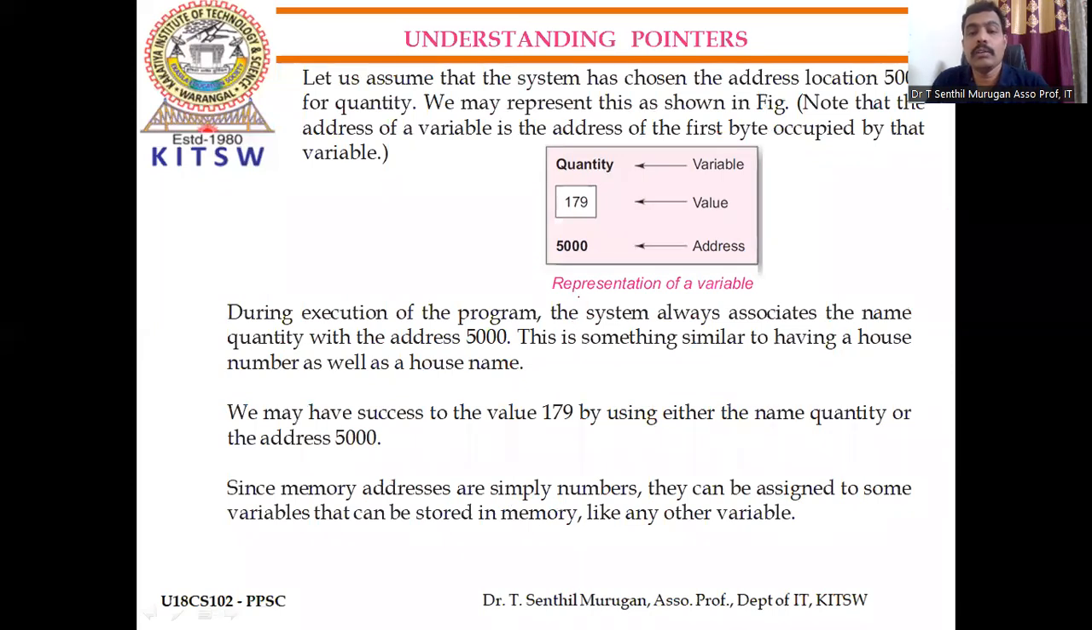See there how it will be created. The memory location will be there. In this location, the value 179 is stored. It is representing quantity, so quantity is the variable name. Okay, so this location's address is 5000. Each memory location has an address, and that address is also an unsigned integer. So we can represent that location using a variable also.